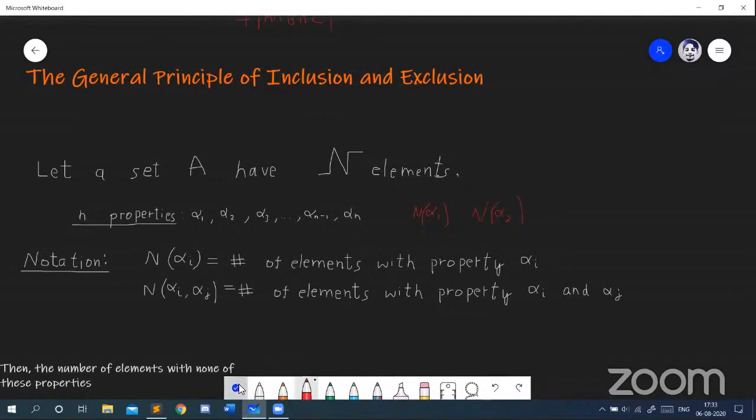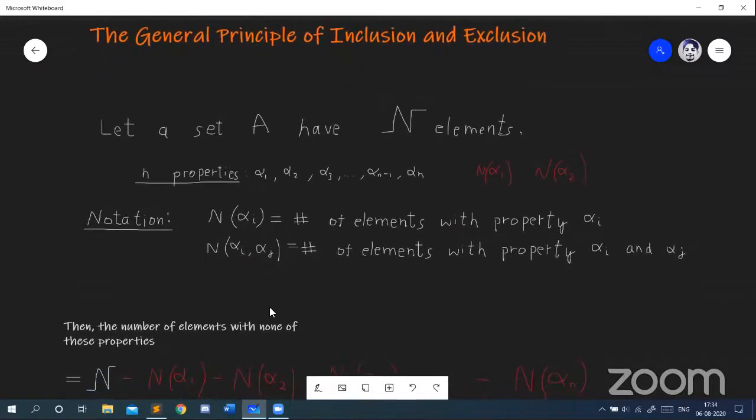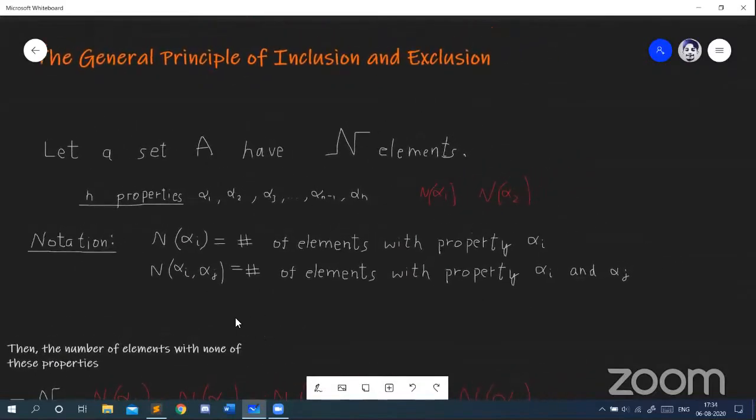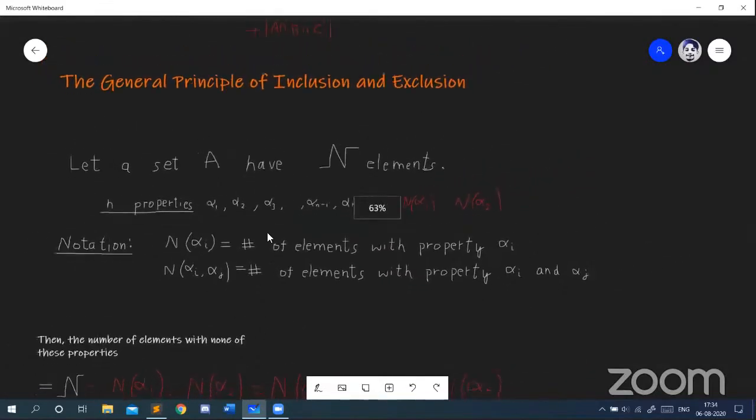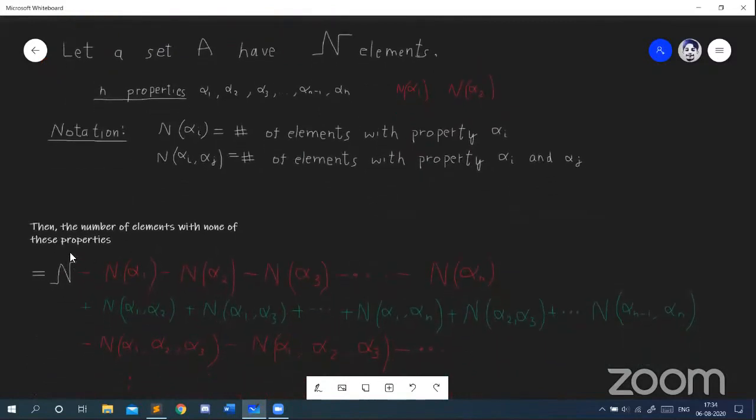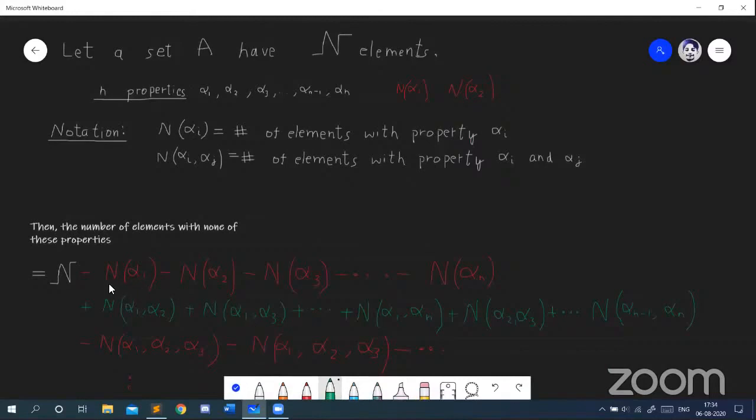Then I want to find the number of elements having none of these properties. And I'm going to do the same thing here. First, I'm going to take the total number of elements, and I'm going to subtract the number of elements which have alpha 1. I'm going to subtract the number of elements which have alpha 2, and then the number which have alpha 3, and so on for all of these properties. Then I'll take these properties 2 at a time, and I'll add them as we did last time.